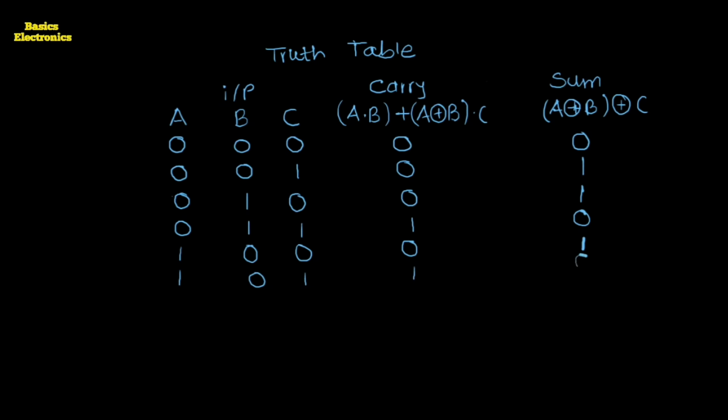Okay. Then the next combination we can see A is 1, B is equal to 1 and C is equal to 0. At that time again you get the carry equal to 1 and sum is equal to 0. When A is equal to 1, B is equal to 1 and C is equal to 1, here we get the carry equal to 1 as well as the sum is also equal to 1.